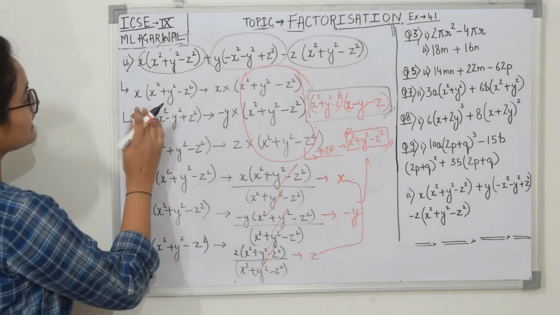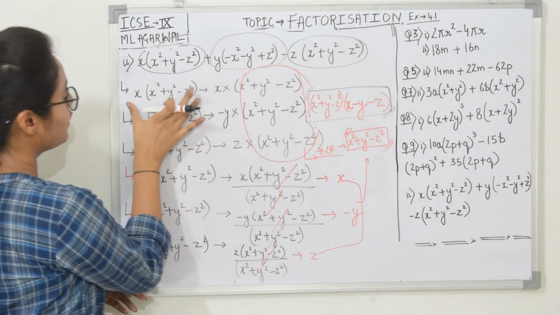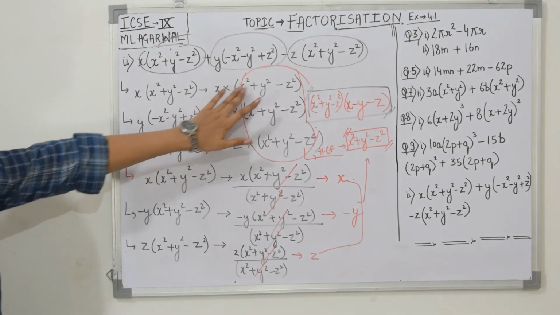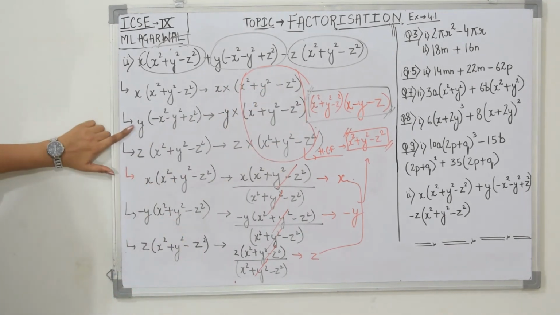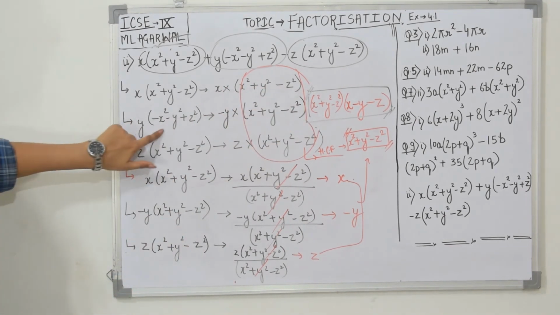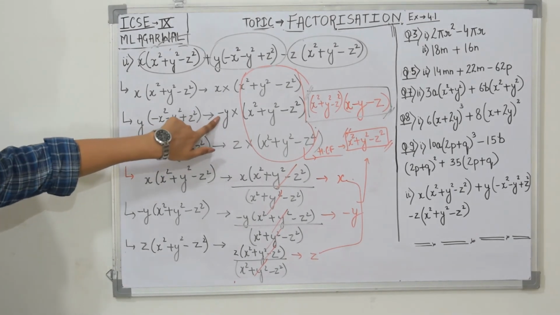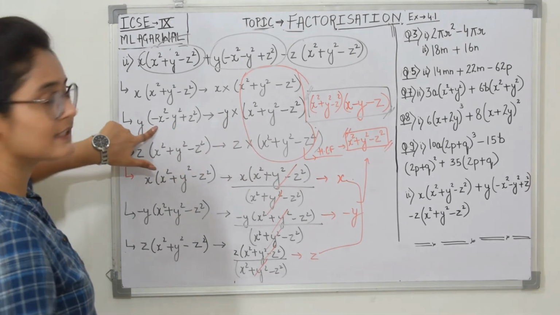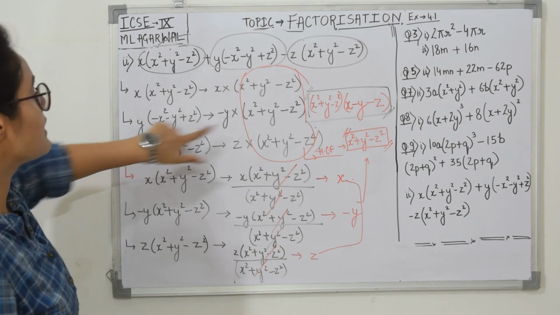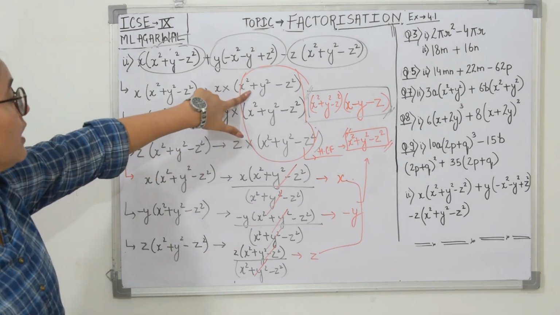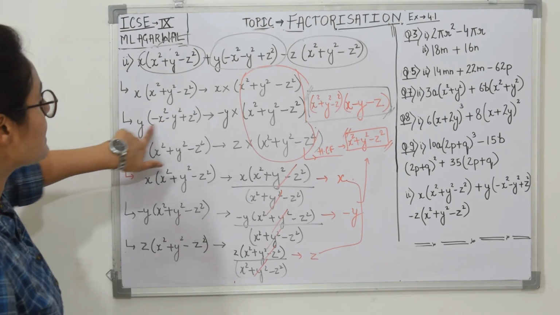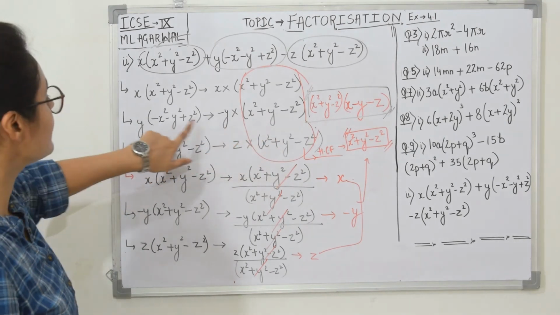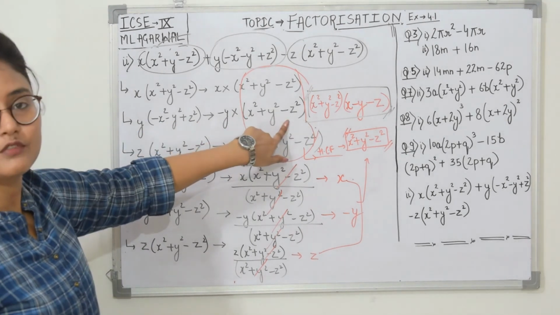Now see, I have taken the first term of our polynomial and factorized it as it is: x into x square plus y square minus z square. Now I have taken our second term, y into minus x square minus y square plus z square. I have taken minus y outside it, so that when this minus gets multiplied inside the bracket, it gives us the same common term as in the previous one. Minus minus plus, so it will be plus x square; minus minus plus, so plus y square; then minus plus gives minus z square.